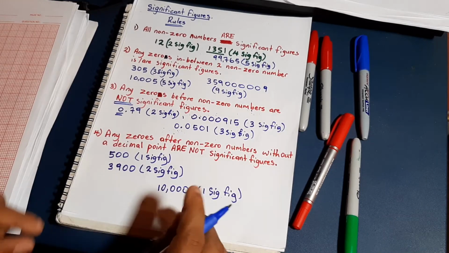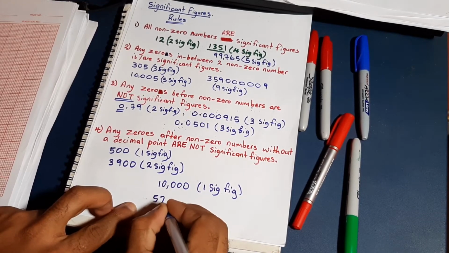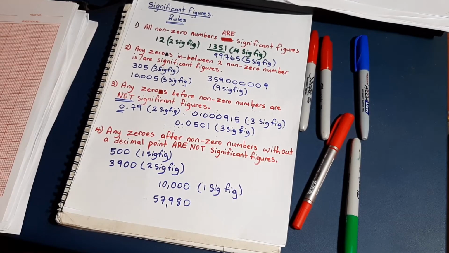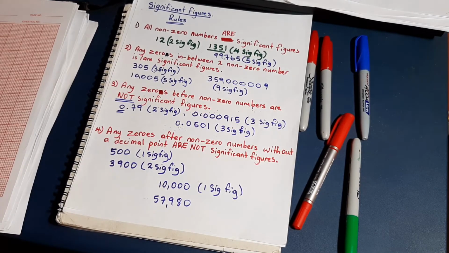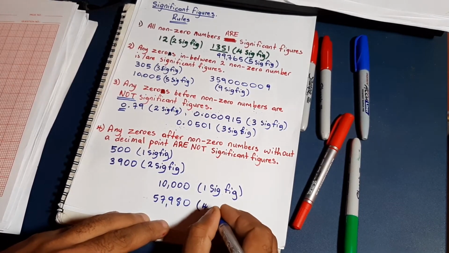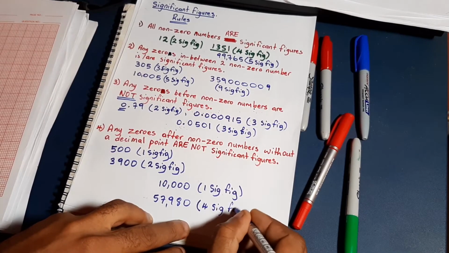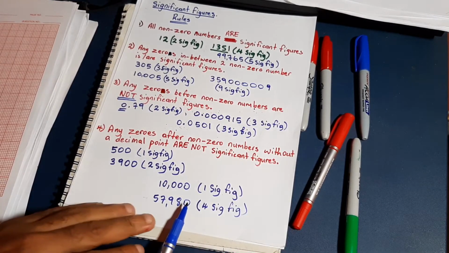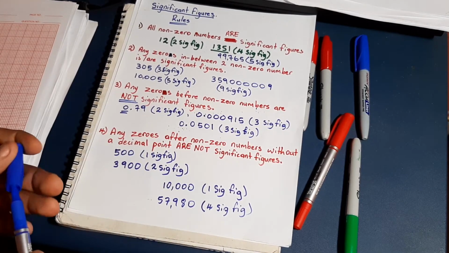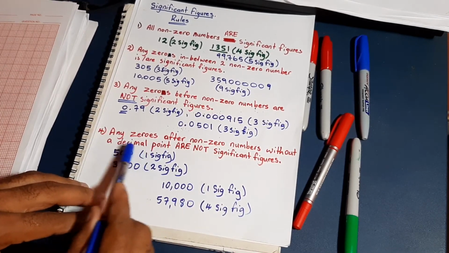All right, so let's try one more. Let's say we had 57980, so this is 57,980. How many significant figures would this be? This would be 4 significant figures. Remember, we would not consider the 0 that's trailing the non-zeros to be a significant figure. Why? Because this number does not have a decimal point in it.